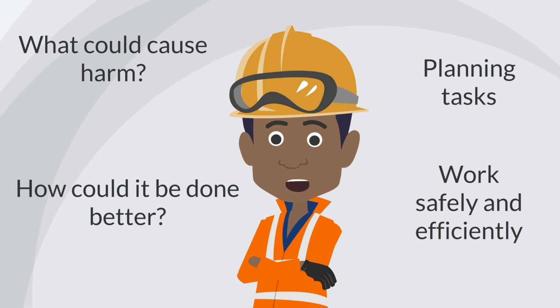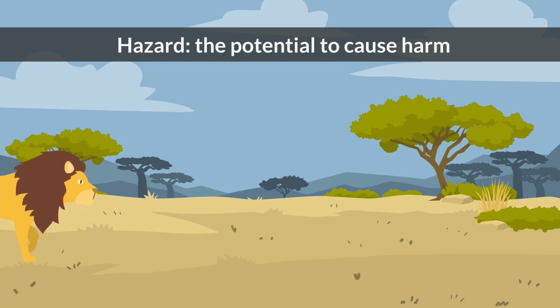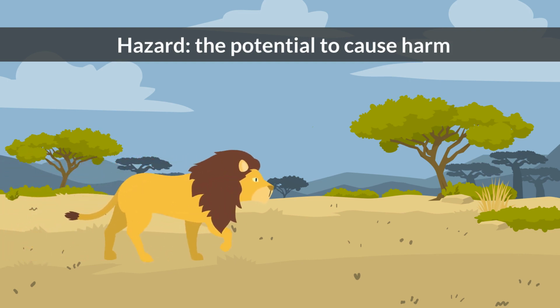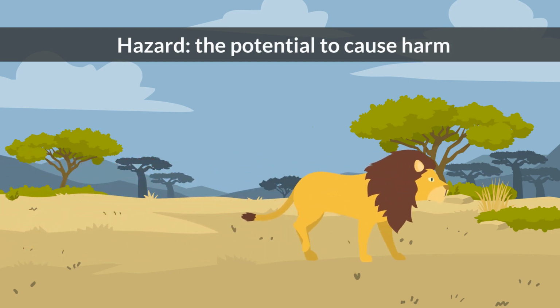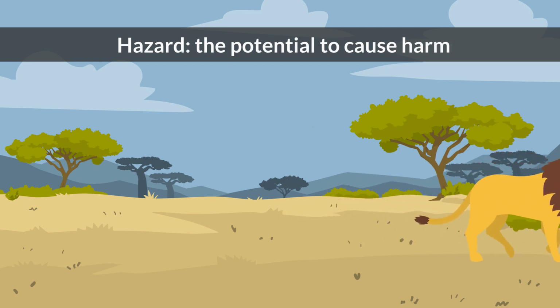We use some technical terms. Let's find out what they mean. A hazard is something that has the potential to cause harm. This lion is a hazard. What harm could it cause?